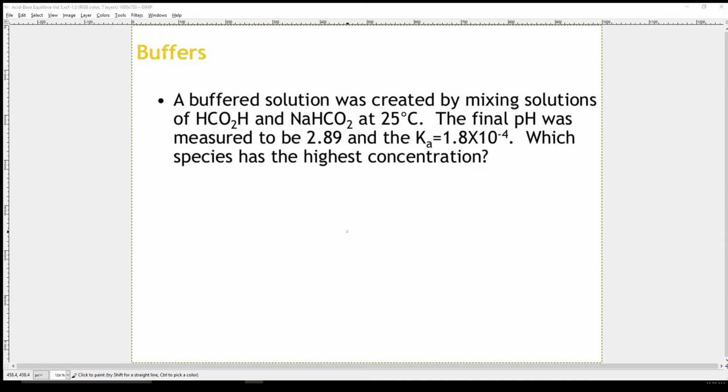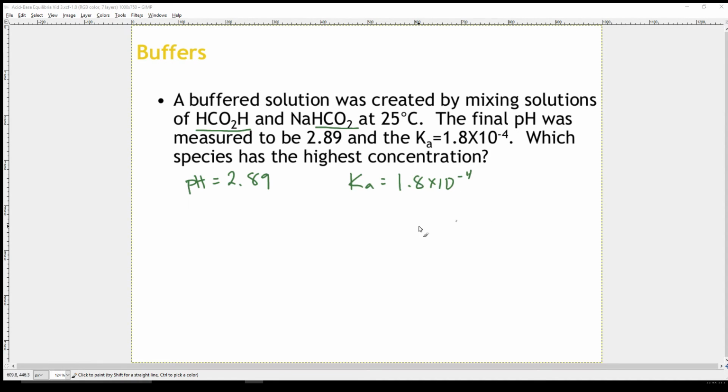A buffered solution was created by mixing solutions of acetic acid and sodium acetate at 25 degrees Celsius. The final pH was measured to be, I'm going to write this out, pH is equal to 2.89, and the Ka is 1.8 times 10 to the negative 4. And we want to know, what do we have more of? Which species has the highest concentration? Do we have more of our initial acid, or do we have more of the base that comes from the salt?